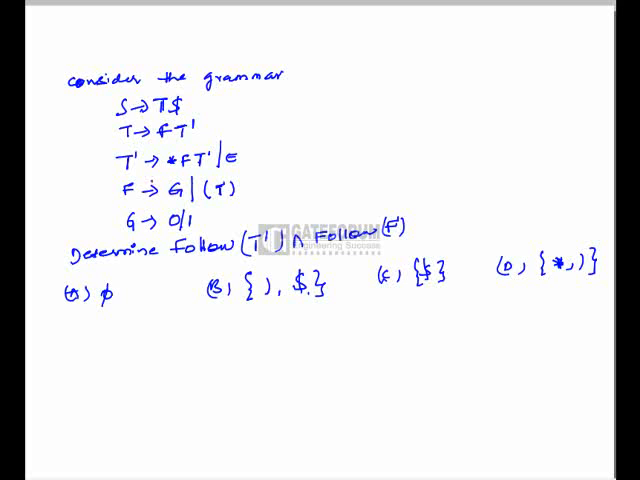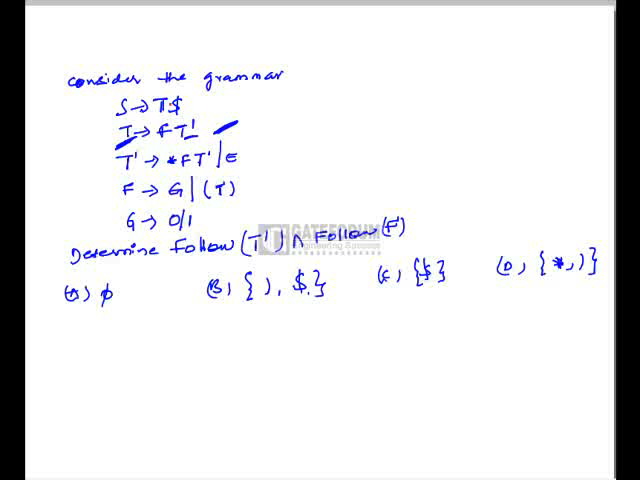Here a set of symbols is given, a production with set of symbols is given, and we have to find the intersection of follow of T dash and follow of F. Let us find follow of T dash first. So because of this production, follow of T dash is nothing but follow of T.